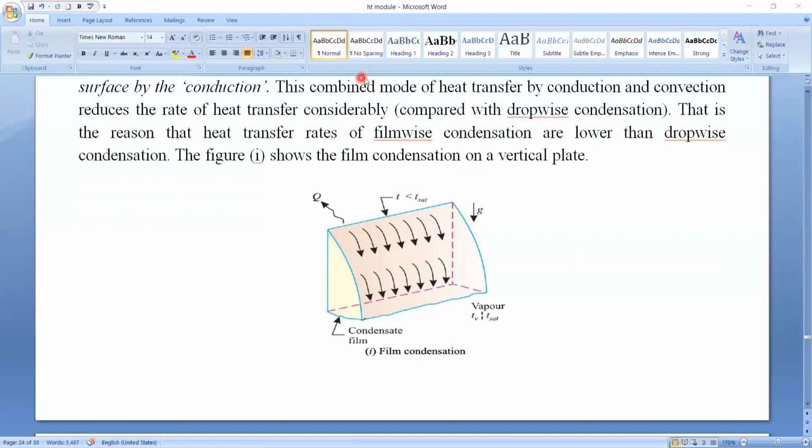Now let us assume a plate here which is maintained at temperature say Ts. Ts is the surface temperature of this plate.